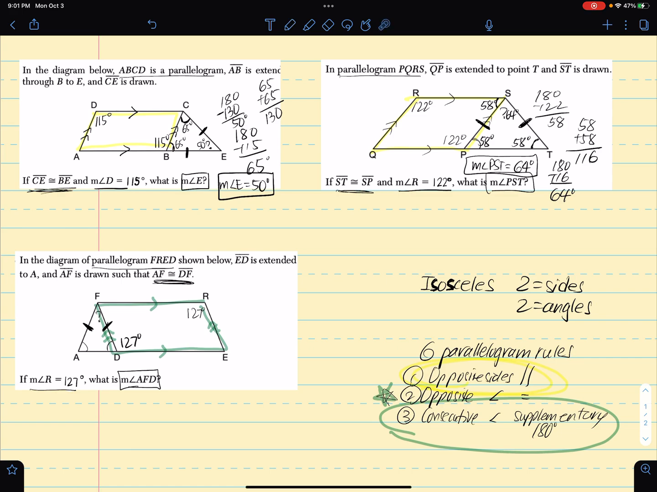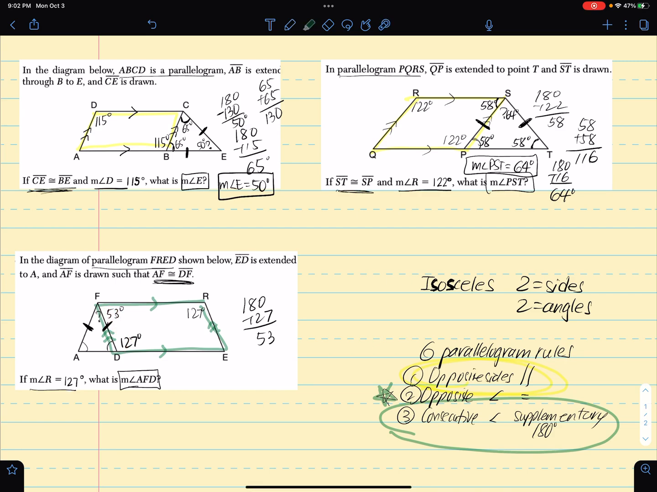So just like we did over here, we could use alternate interior, but before that, we would have to use consecutive angles or supplementary. Here we used supplementary, and then we took the isosceles route. So you can do either way. Do the supplementary route or consecutive angle supplementary. I guess we'll do consecutive angle supplementary because that seems like the tricky one for students to see. So 180 minus 127 is equal to 53 degrees. So this is 53 degrees because consecutive angles are supplementary.